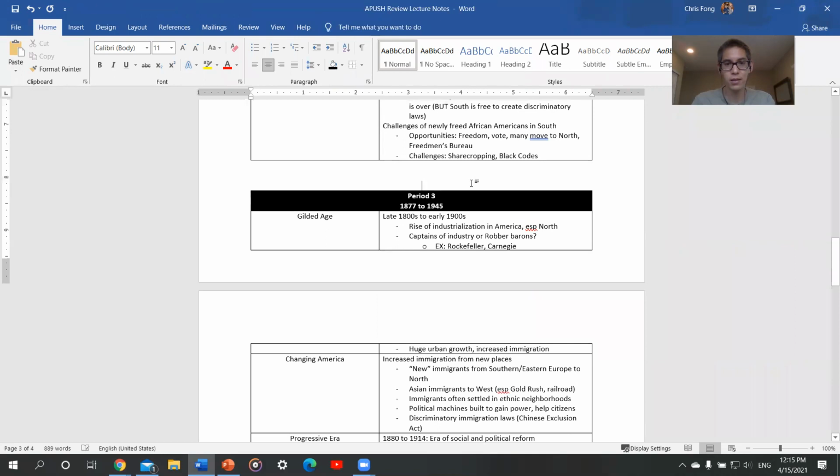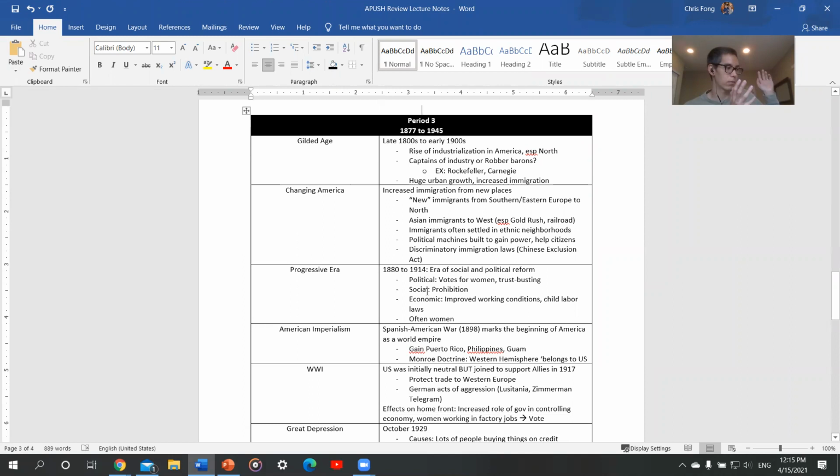1877 to 1945, we've got this post-Civil War, pre-World War I, 1880 to 1914 time period that drastically changes the makeup of America, with the Gilded Age, increased immigration, the Progressive Era, and then American imperialism. All of this allowing America to grow, to become stronger, to industrialize, to become a world power, but also changing what the demographics of America looks like. Pause here.